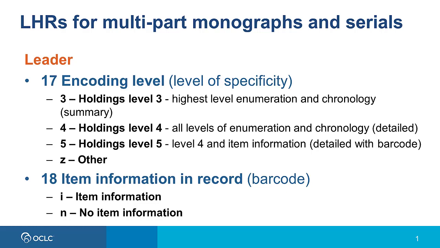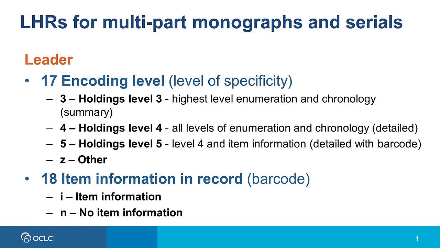Holdings level 3 includes summary holdings information, that is, holdings at the first or highest level of enumeration and chronology. For example, if you are recording just the volume and year for a serial. Holdings level 4 includes detailed holdings information, that is, the first and all subsequent levels of enumeration and chronology. For example, if you are recording volume and issue and month and year for a serial. Holdings level 5 would include level 4 detailed holdings as well as a barcode in subfield P.